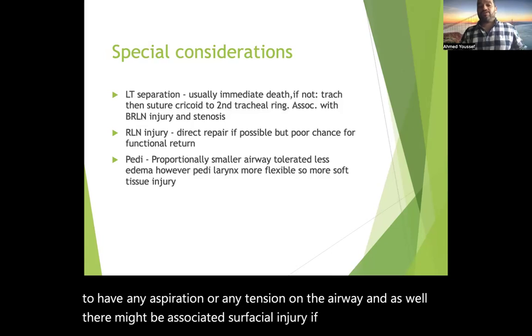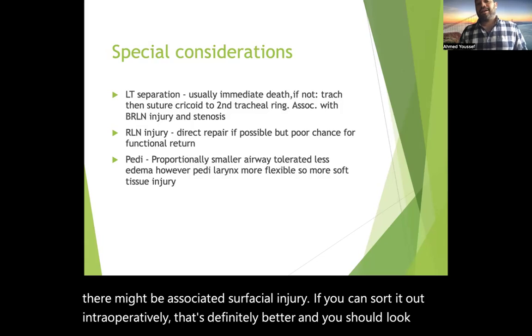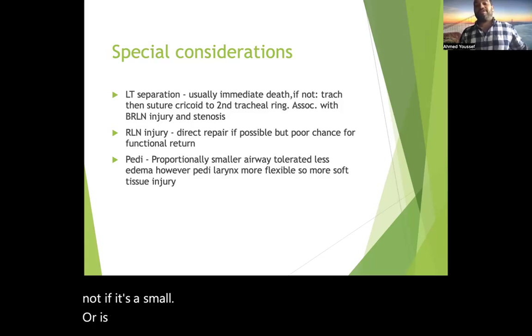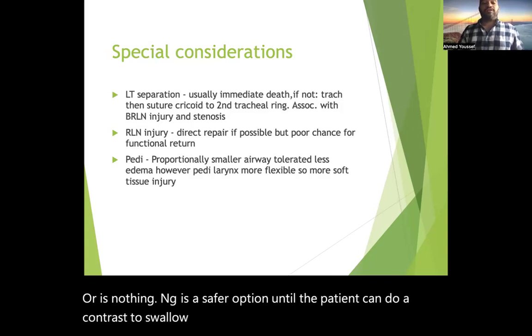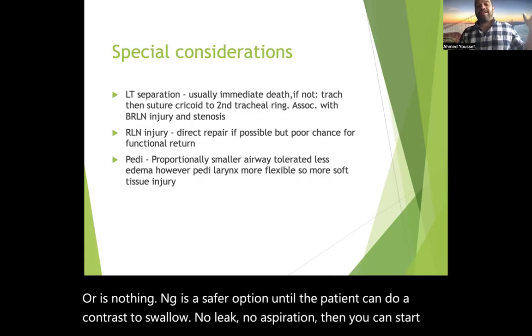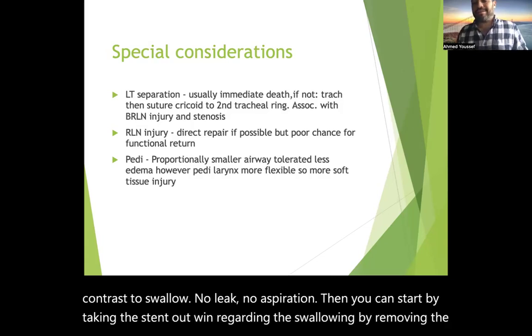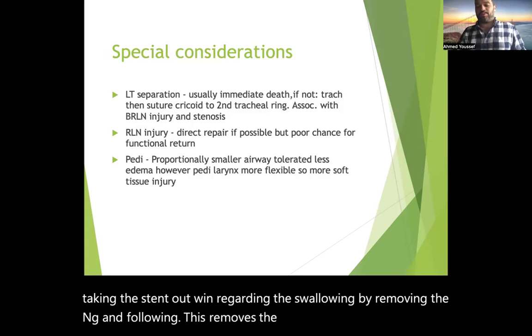If you can sort it out intraoperatively, that's definitely better, and you should look for it. If not, if it's a small problem or it's nothing, NG is a safer option until the patient can do a contrast swallow, no leak, no aspiration. Then you can start by taking the stent out, wean regarding the swallowing by removing the NG, and following this, remove the tracheostomy eventually.